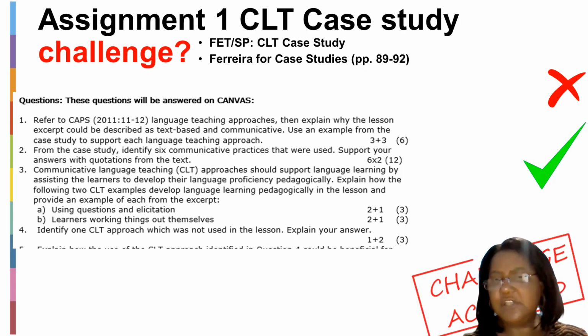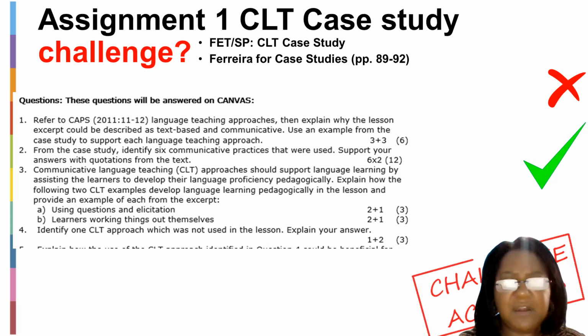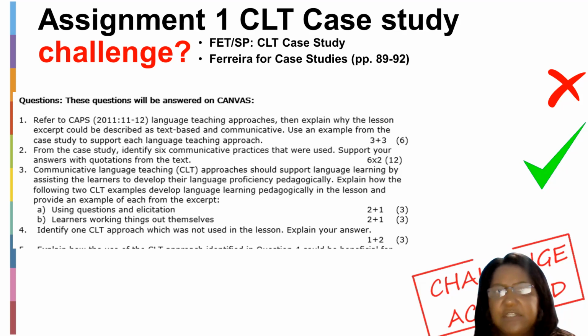Okay. So this is just a few of the questions that you're going to be asked. I can briefly look at it, but they talk about the communicative language teaching case study assignment. Obviously your assignment is going to be an excerpt, or a better word would be a little case study, of what happens in a classroom situation. And then we're going to ask you questions about that.